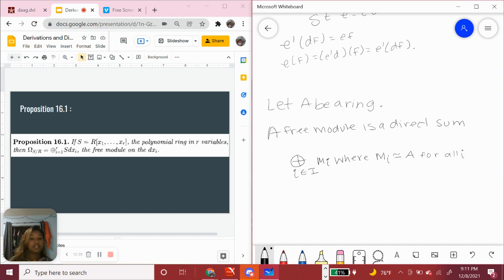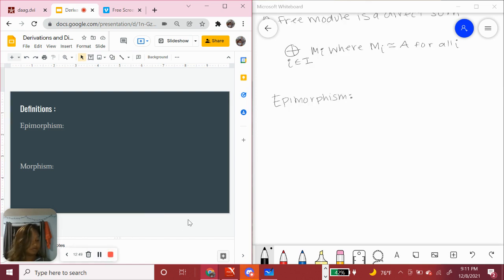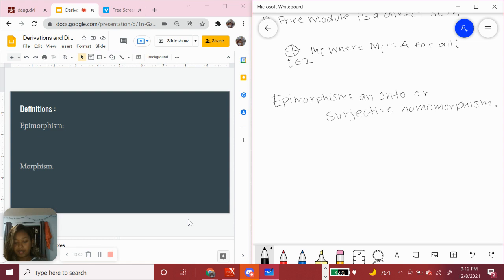So now, before we get onto the full-on proof, I'm going to do a couple definitions just to remind everybody of some things. So first, we're going to do epimorphism. An epimorphism is an onto or surjective homomorphism. Okay. So that's a quick definition of that one. And then morphism, again, not too crazy here, is just a map between two objects.